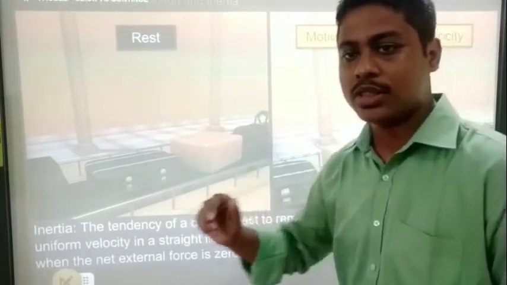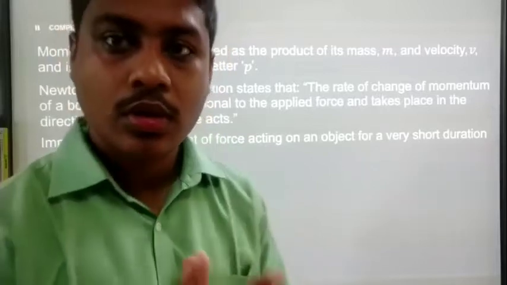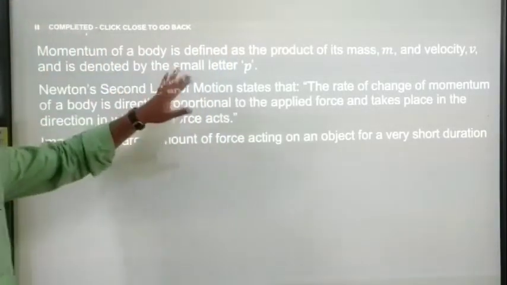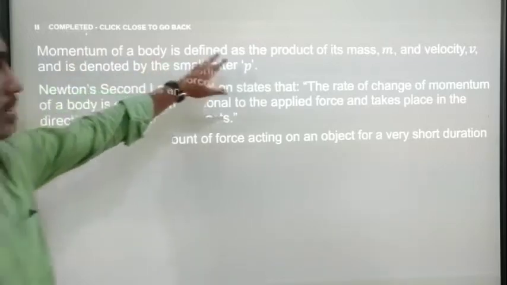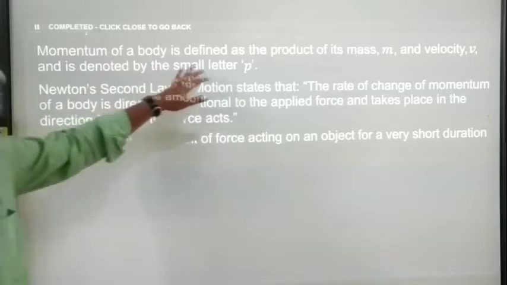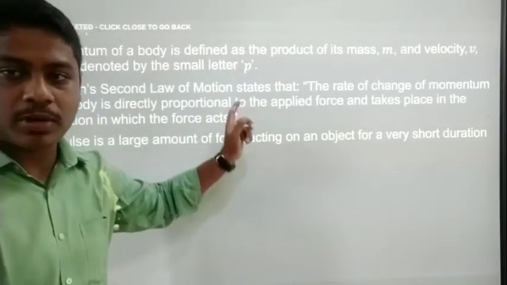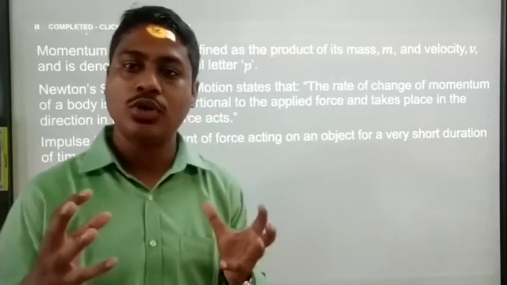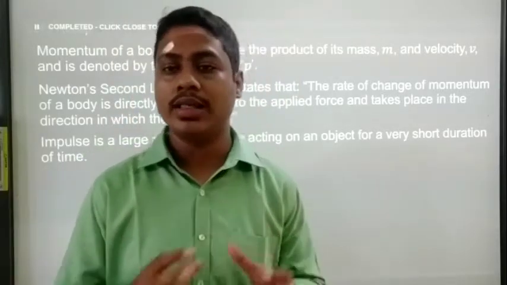Let us see the Newton's second law of motion definition. See the second definition. Before doing Newton's second law, we have the second definition. Momentum of a body is defined as the product of its mass and velocity and is denoted by the small letter p. So this is the definition of momentum. And what is the meaning of momentum? It is the amount of motion contained in a body that we call momentum.